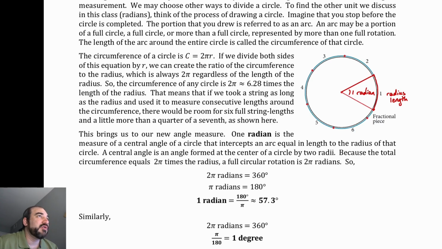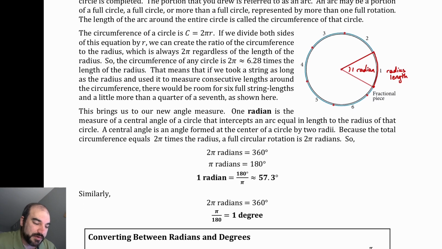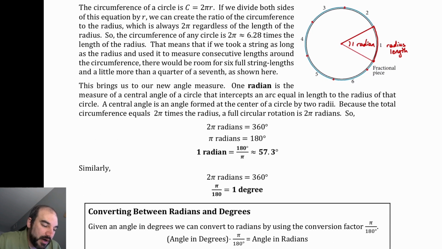That's telling me that there are 2 pi radiuses, or 2 pi radii, around the circle, if I keep doing what I was doing earlier. So 2 pi radians is going to be a full circle, a full revolution around the circle. So 2 pi radians is equal to 360 degrees, which gives us a nice conversion where we divide both sides by 2, we get pi radians is 180 degrees. In other words, 1 radian is 180 over pi.